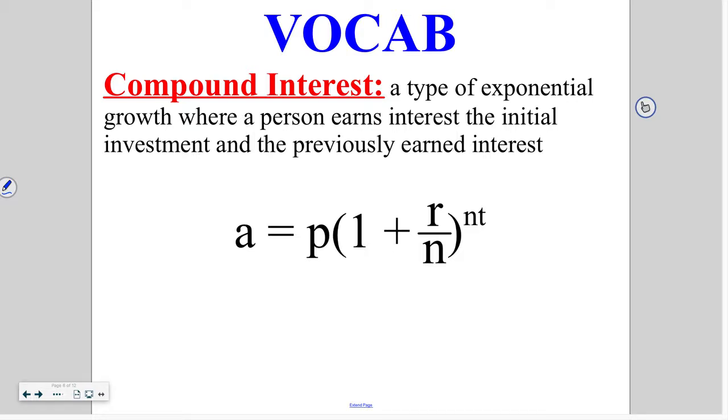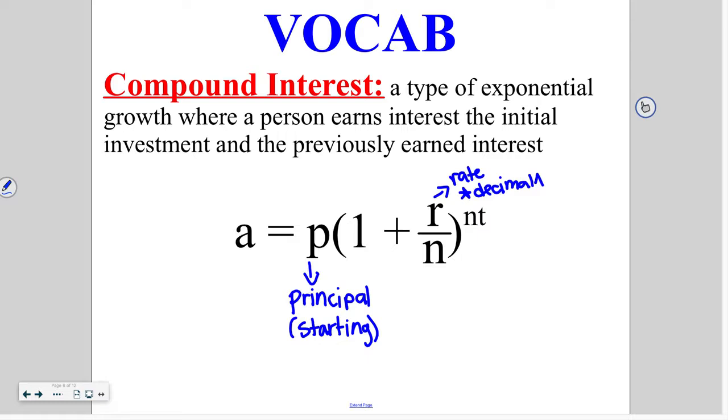For this equation, our initial amount, or what we call the principal, is the P value. So again, that's the starting amount. That 1, again, stands for 100%. The R still stands for our rate, or our percent. And it still is written as a decimal. It is always written as a decimal.